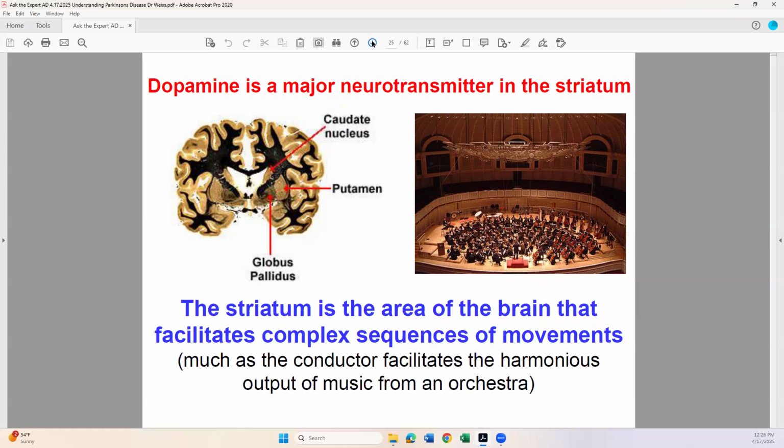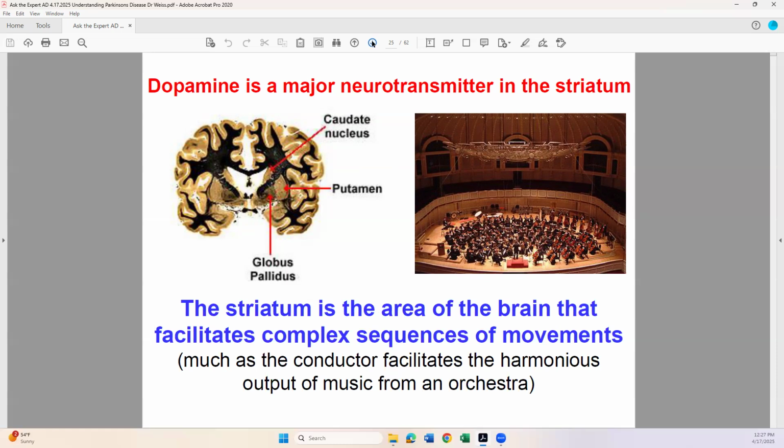So it turns out there's a part of the brain called the striatum. What is the function of the striatum? This is the part of the brain that facilitates complex sequences of movements. So when you're walking, you have to pick up the feet in the right sequence. When you're writing, your hand has to hold the pen and exactly the right movements have to be sequenced. So that's the function of this area called the striatum.